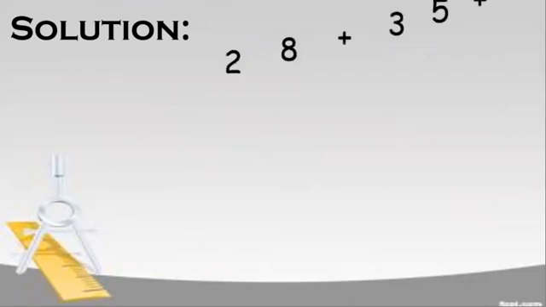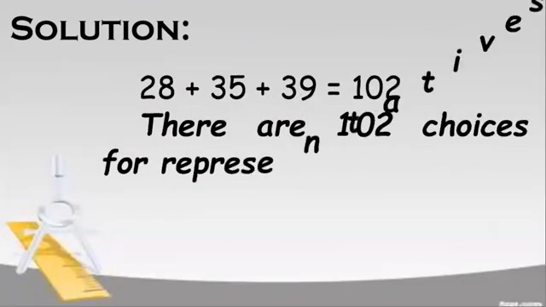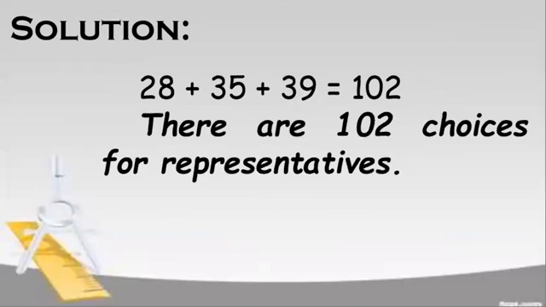So add lang natin, we have 28 plus 35 plus 39. So there are 102 choices for representatives. So yun po yung ating addition principle of counting. And hindi naman po kumbaga masyadong natin ginagamit yung addition principle of counting.